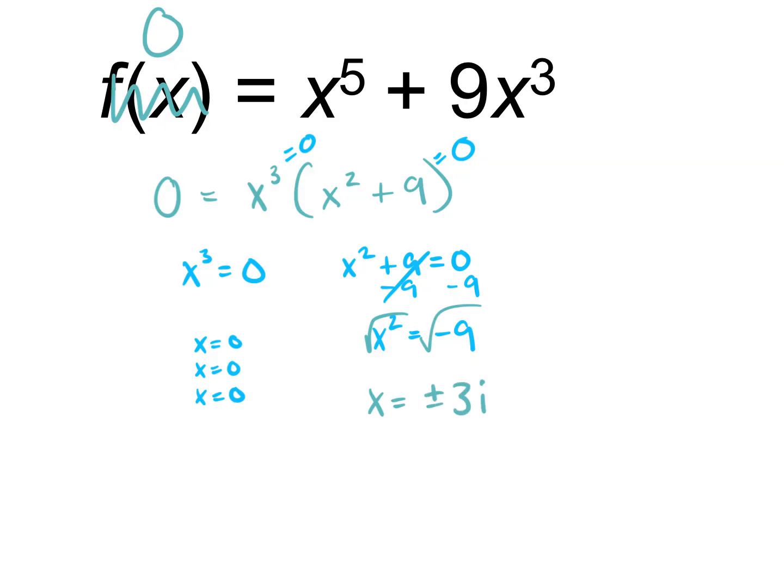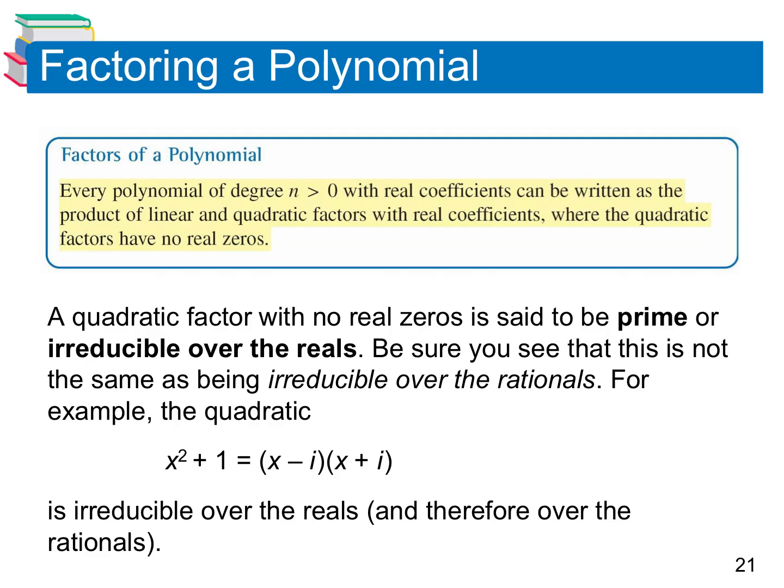Plus or minus 3i, perfect. So these are our other 2 solutions. We have positive 3i and negative 3i, and we had 3 x equals 0s. Next page just talks about another way that we can leave our answer.